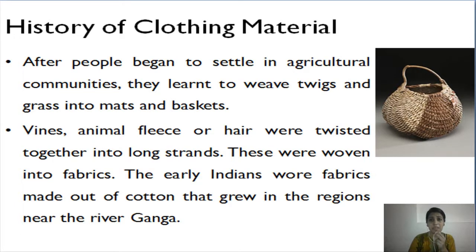After people began to settle in agricultural communities, they learned to weave twigs and grass into mats and baskets. Vines, animal fleece or hair were twisted together into long strands. These were woven into fabrics. The early Indians wore fabrics made up of cotton that grew in the regions near the river Ganga.